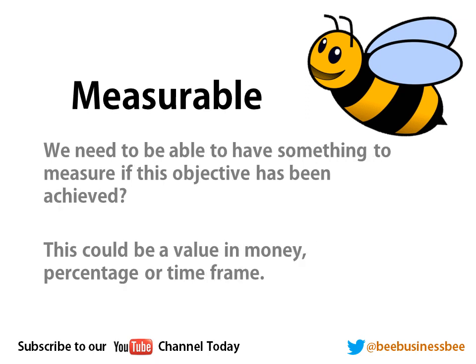The M stands for measurable. We need to be able to have something to measure if this objective has actually been achieved. This could be in the sense of a value of money, a percentage, or maybe a time frame. So we need to measure something.